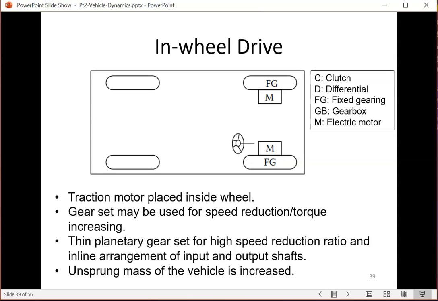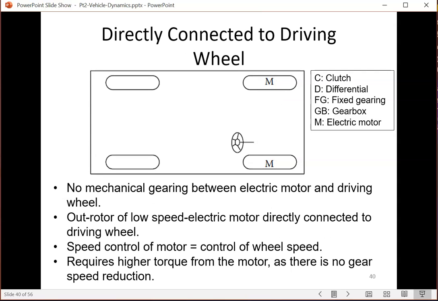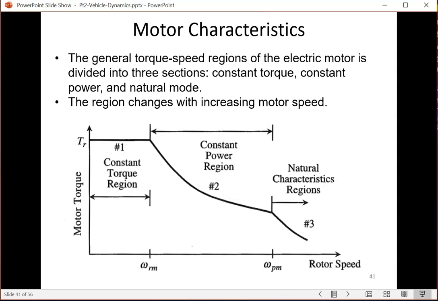That's the configurations. But in terms of the characteristics of electric motors, this is what people would normally see. This curve on this page is what people normally refer to, and it's very representative of an electric motor. Now on the horizontal axis, this is the rotational speed of the motor. On the vertical axis is the motor output torque.